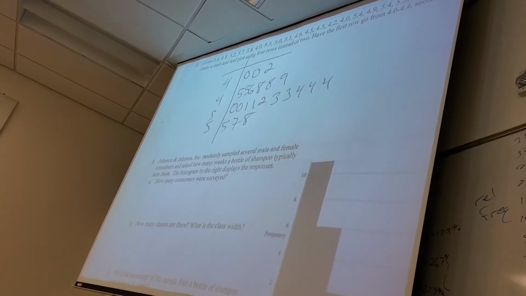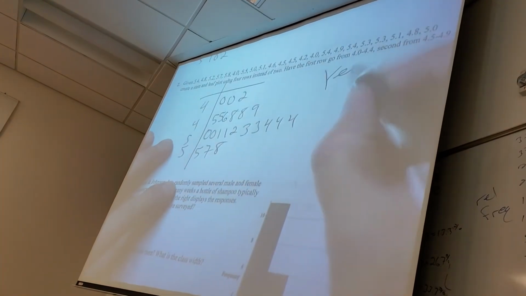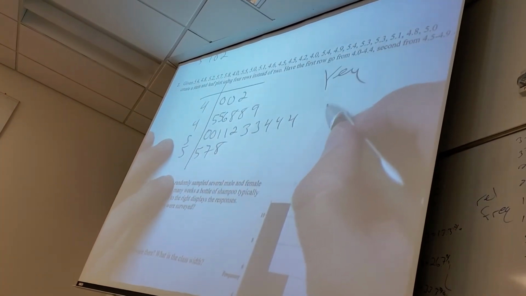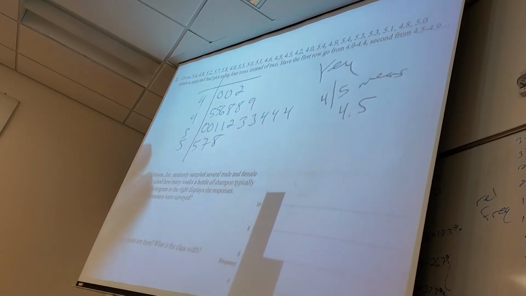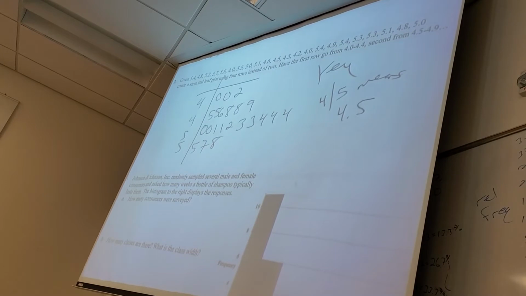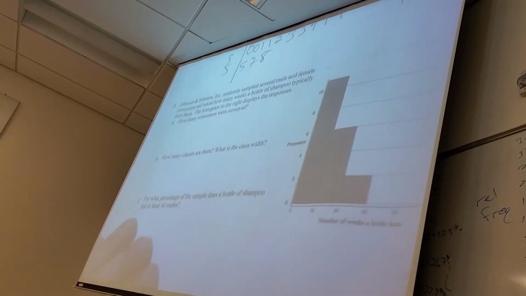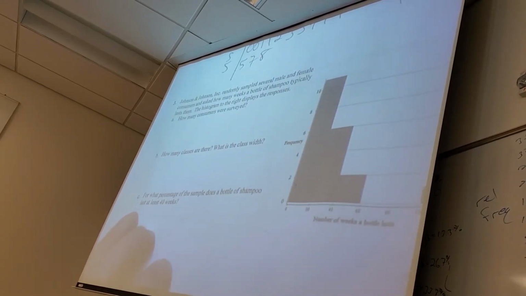All right, and what's my key going to be? 4 | 5 means 4.5. I like it. So if you don't put the key, you're going to lose a point or 2. So just put the key. And then I like to give this number 3 problem because it's a completed histogram.